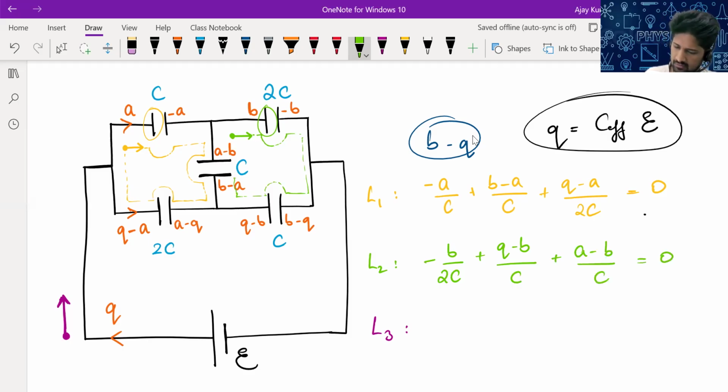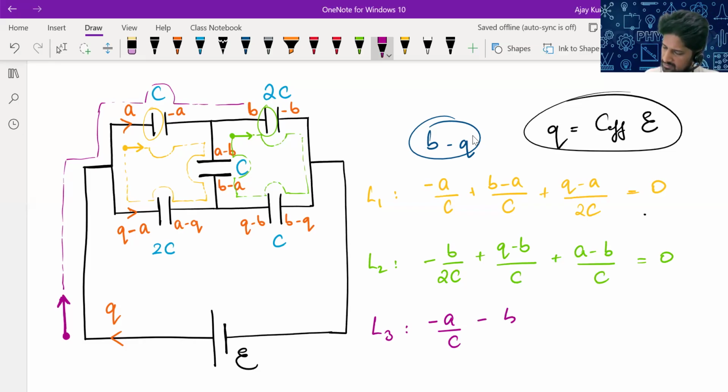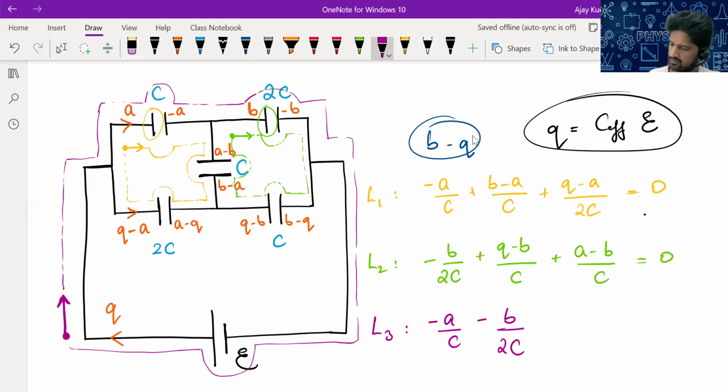Okay. Now the outermost loop. Move this way. The first charge we come across is A, so minus A by C. Capacitance is C. Then the charge we come across is B, so minus B by its capacitance, 2C. That's all. And then the cell, you go from negative terminal to positive terminal of the cell. So plus E, and you return to the starting point. So plus E is equal to 0.